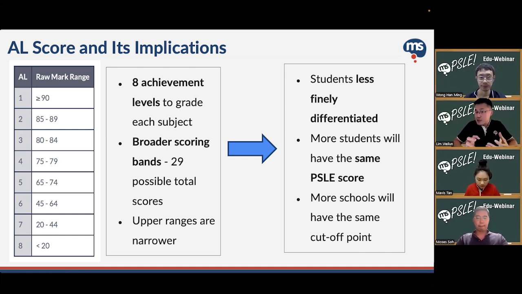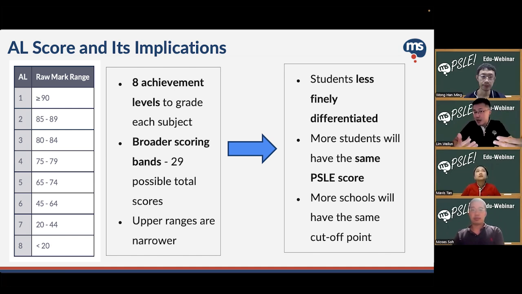And what that means also is that it is harder to differentiate between different students. That means it's quite possible that there are going to be many students who have an AL score of say 12, or many students with an AL score of say 14, right? So many more students will have the same score. And in fact, it's also the case that more schools will have similar cutoff points.